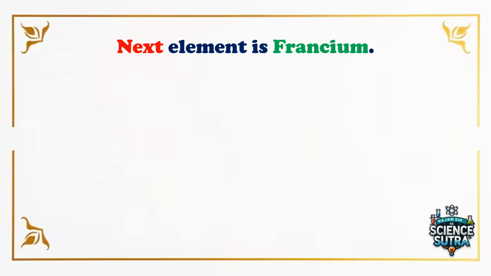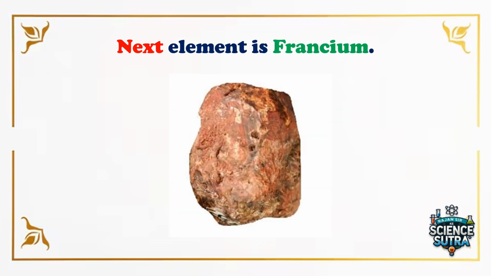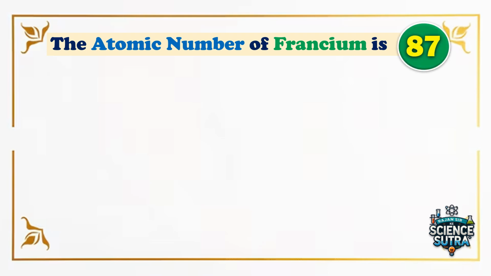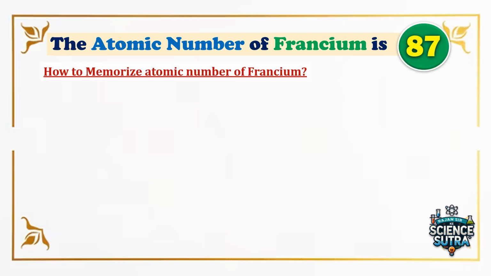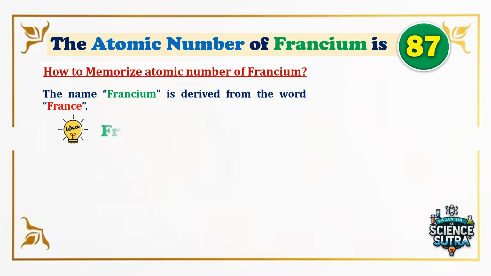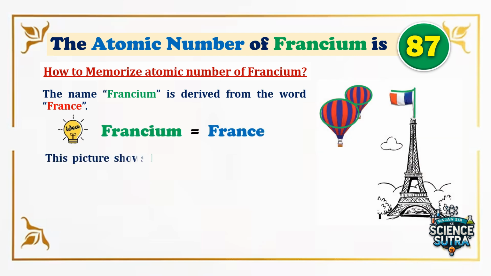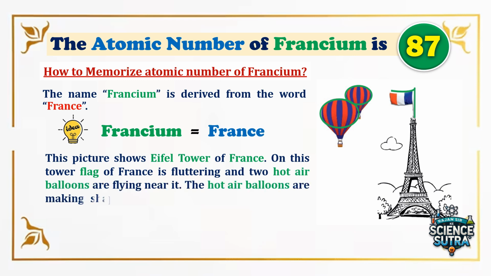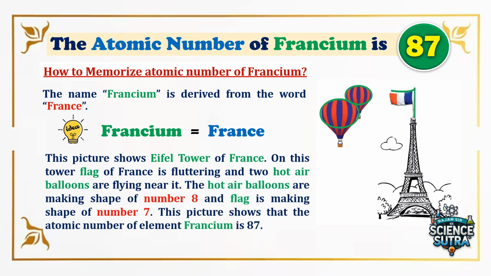Our next element is francium. So atomic number of francium is 87. So how can we memorize it? The name francium is derived from the word France. France to francium. Okay. Francium is equal to France. So this picture shows Eiffel Tower of France. This is a very famous building present in Paris in France. On this tower, flag of France is fluttering and 2 hot air balloons are flying near it. The hot air balloons are making shape of number 8 and flag is making shape of number 7.